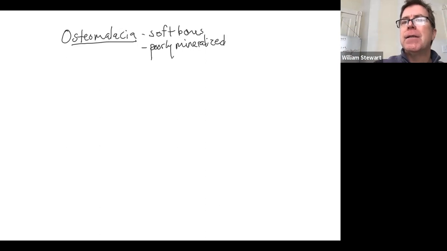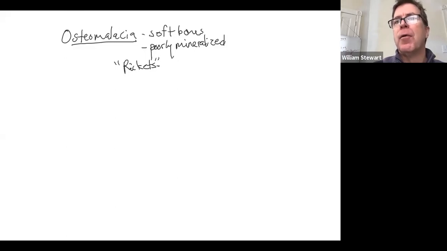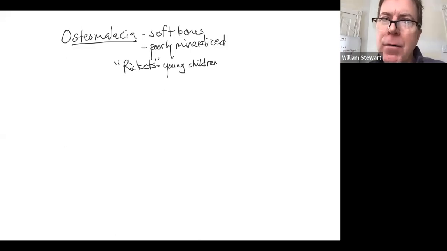A disease that results from poorly mineralized bones is called rickets, R-I-C-K-E-T-S. This is a lack of mineralization, usually affecting young people. Because the bones are poorly mineralized, and it's the minerals that give the hardness to our bones, their bones are softer, easily break, and they also get malformed, mal-shaped.